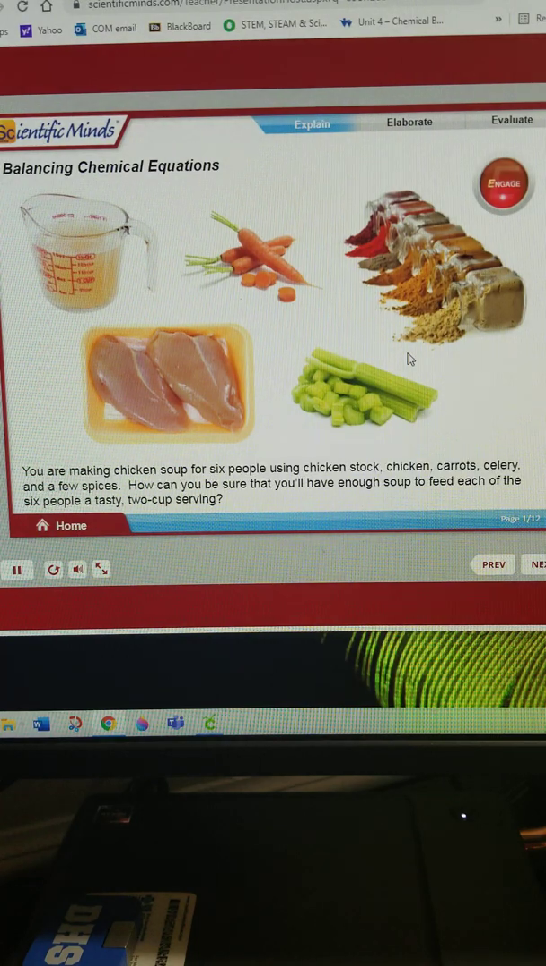You are making chicken soup for 6 people using chicken stock, chicken, carrots, celery, and a few spices. How can you be sure that you'll have enough soup to feed each of the 6 people a tasty 2-cup serving?